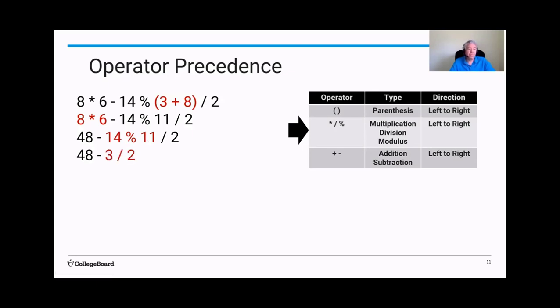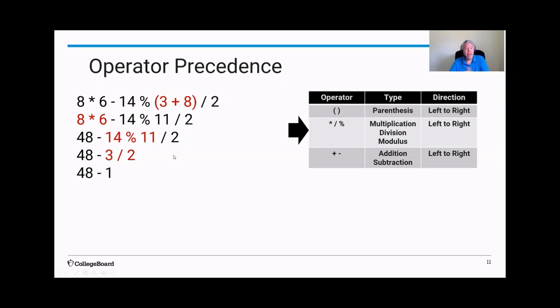So now this becomes 3 divided by 2, and remember back in video 1, we talked about the fact that if I've got an integer divided by an integer, I'm going to get an integer answer. So even though in our math class, in Algebra 1 or Algebra 2, 3 divided by 2 is going to be 1.5, in Java, 3 divided by 2, integer divided by integer, is just 1. So we have to be careful and remember that, okay?